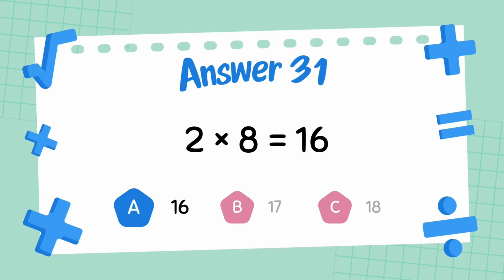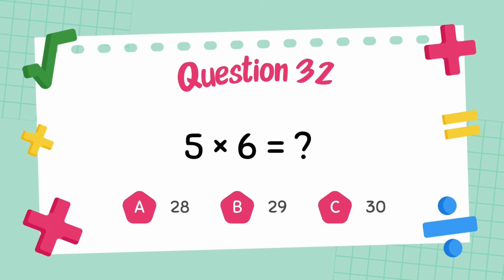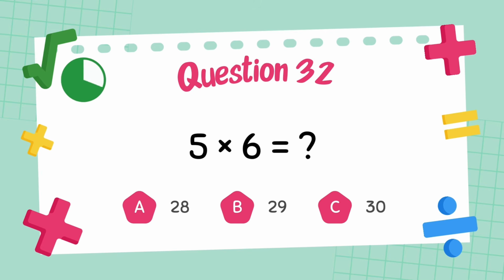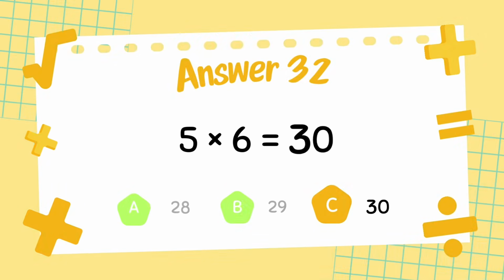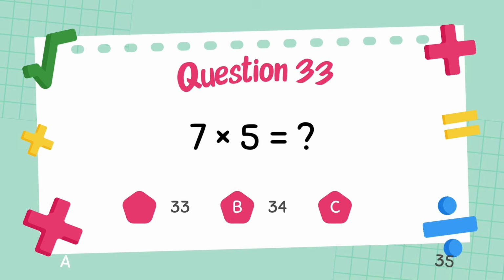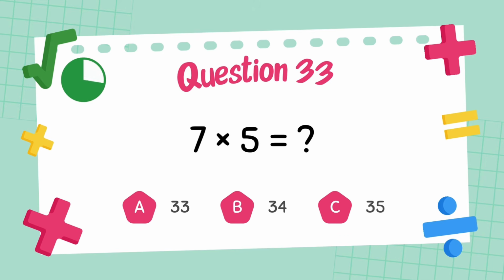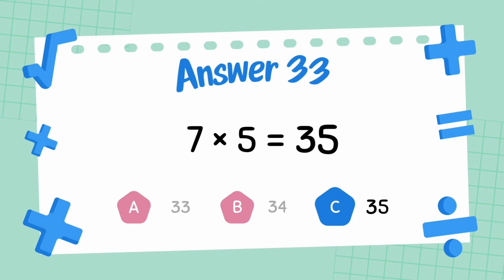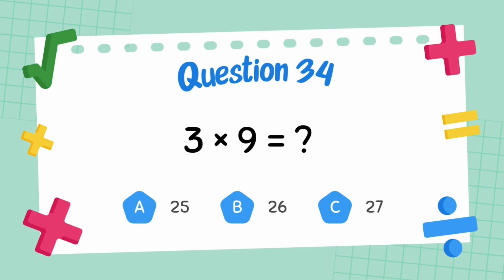The answer is 16. What is 5 multiply 6? The answer is 30. What is 7 multiply 5? The answer is 35. What is 3 multiply 9?